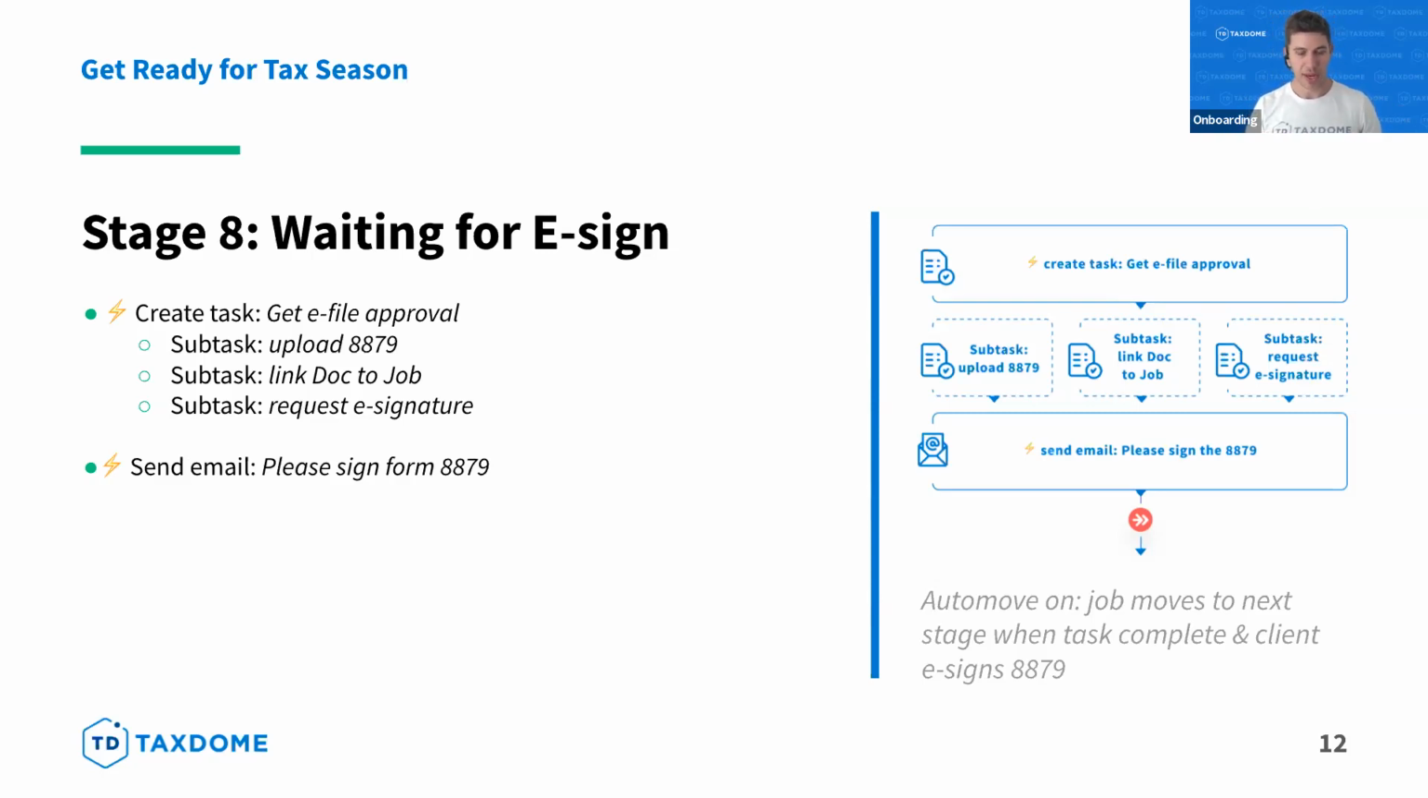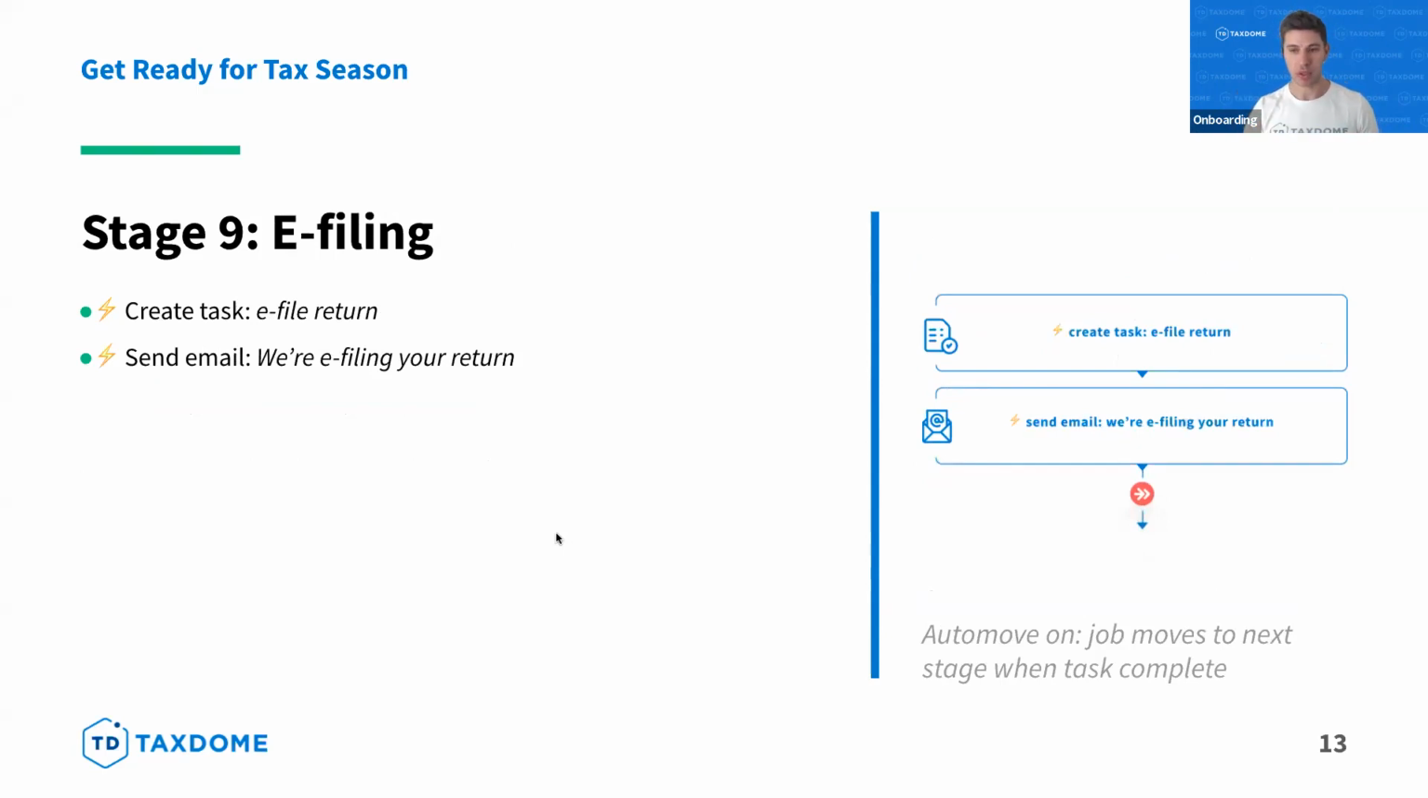We're almost there. Now, the beauty of this, again, is the auto move. So once the client signs, because you've linked it to the job and you've requested signature, as soon as the client signs the 8879, this job is going to automatically move forward. So the admin, all they've had to do is set up the client for success, upload the 8879, link it to the job, and send it out for signature. That's it. They're done. It's in the client's to-do to sign it. As soon as they sign it, boom, client is done.